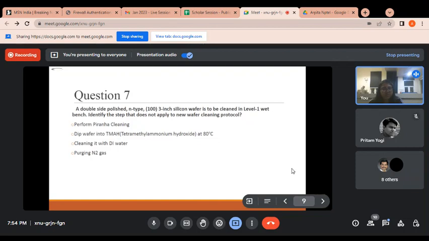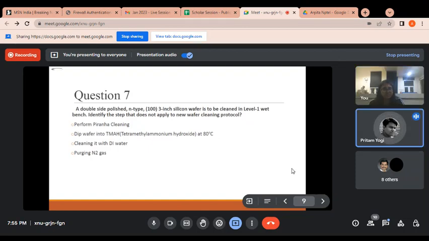Can anyone tell why, for the cleaning process, DI water is used or not? Yes, DI water is used for wet cleaning. Okay. For wet cleaning, we are using DI water. After the Piranha cleaning or something else, we also have to wash the wafer with DI water, yes, to remove the unwanted particles or unwanted chemicals from the wafer. Right? And purging with N2 gas, is it required for the cleaning process or not?